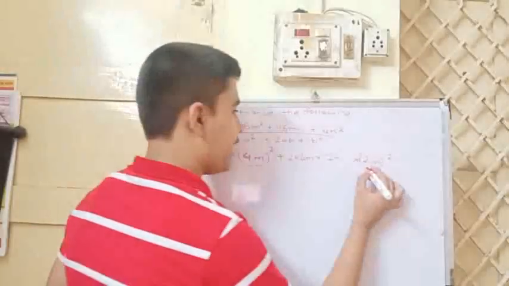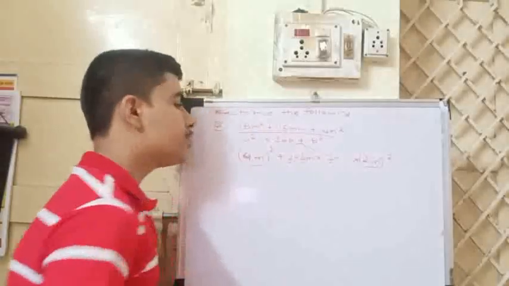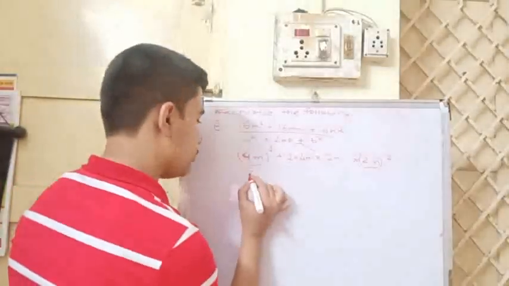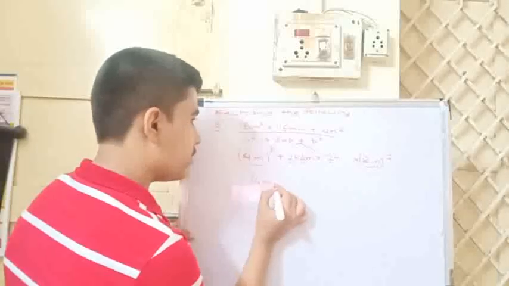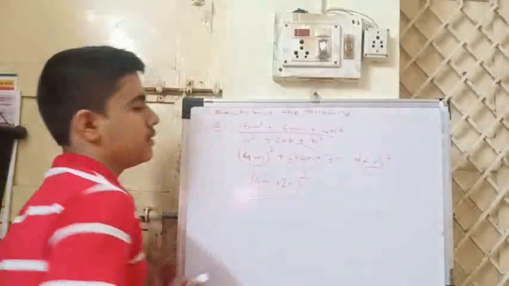Now if this is a and this is b, we will check: 2 into 4 into 2 is 16, it is coming 16, so it is true. Now if it is a and it is b, then the answer will be this.